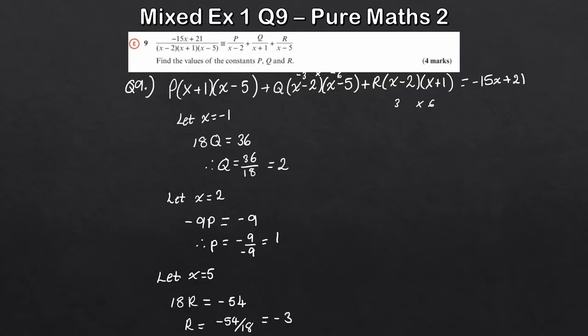And for this one, because we're only finding the values of p, q, and r, we don't need to show what we can write it as. We've just done that already. We found q, we found p, and we found r there. So that's that one done.